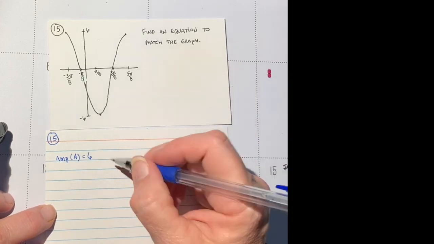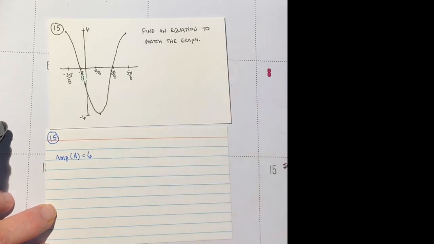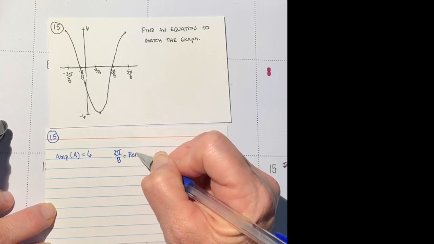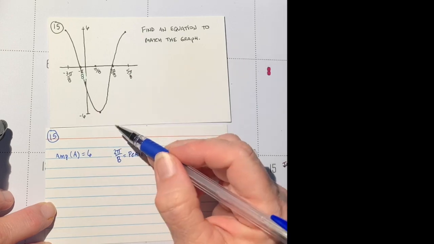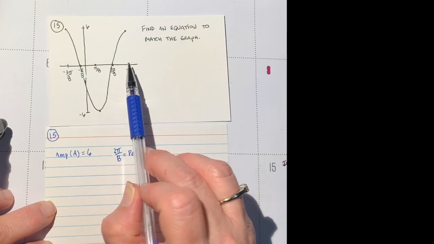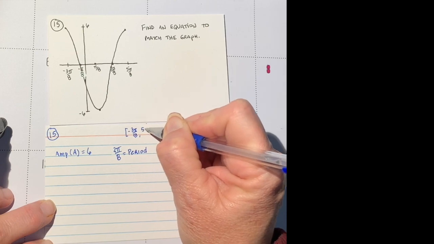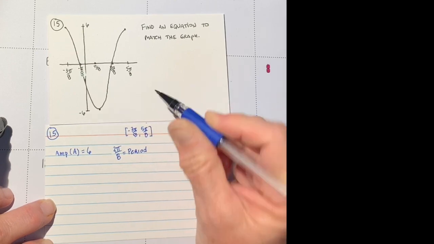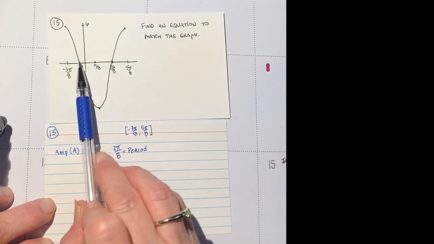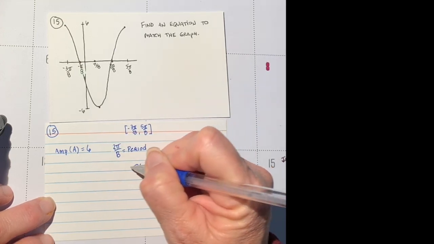Okay, so we know B comes from the period. So period, let me do it this way, 2 pi divided by B equals my period. I'm trying to find B because B is the part of the equation that I need. The period goes from negative 3 pi eighths to 5 pi eighths. What's the distance from negative 3 pi eighths to 5 pi eighths? This is 3 pi eighths and this is 5 pi eighths. If we add them together, I get 8 pi eighths, which is pi. So my period is basically pi.